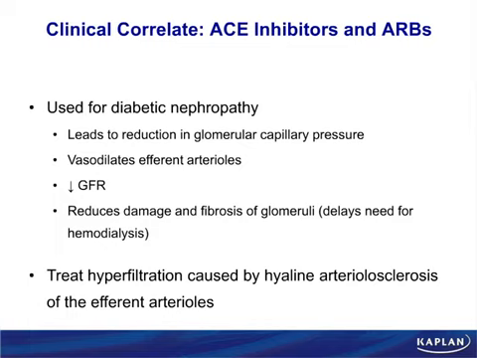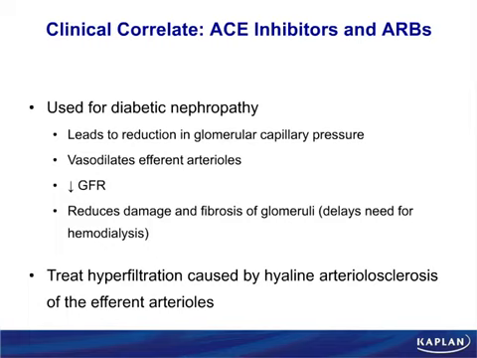So the ACE inhibitors and ARBs, by inhibiting angiotensin II, vasodilate the efferent arterioles, and they reduce these hyperfiltration pressures. This is a concept known as glomerular hypertension. ACE inhibitors and ARBs treat the glomerular hypertension, they reduce these hyperfiltration pressures, and they reduce damage and fibrosis of the glomeruli. And clinical trials show that they delay the need for hemodialysis. So these are very commonly used. This is the management for diabetic nephropathy, ACE inhibitors and ARBs.